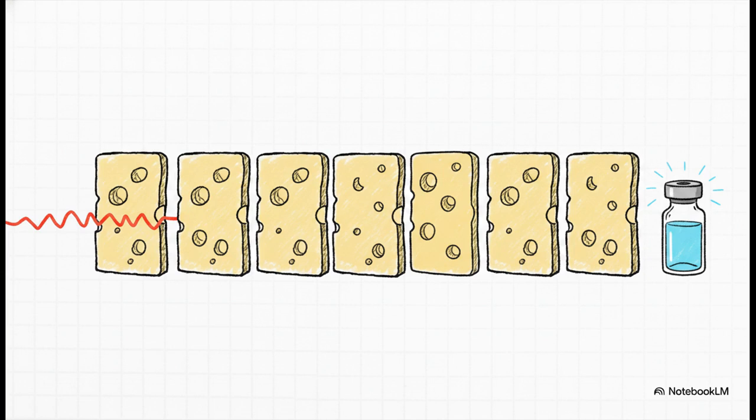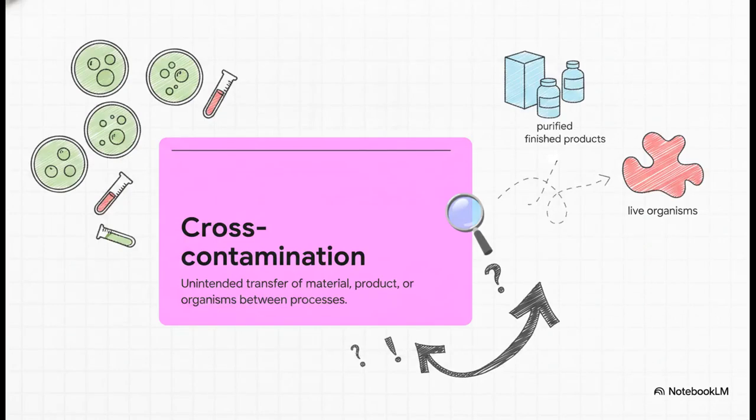Instead, we have to use the Swiss cheese model. Think of it like this. Every single control has microscopic holes in it, but when you layer multiple slices together, if one layer fails, another independent safeguard is right there behind it to catch the hazard before it ever reaches the product. And we need all those layers to fight our primary enemy, cross-contamination.